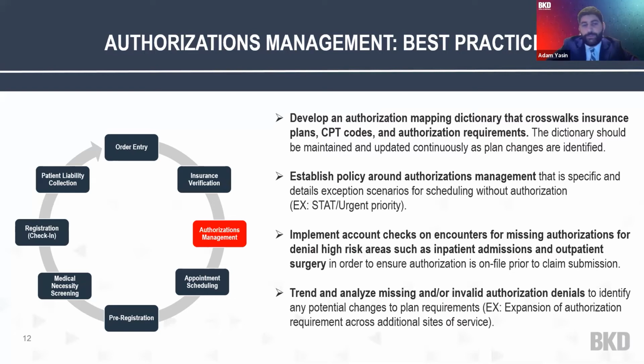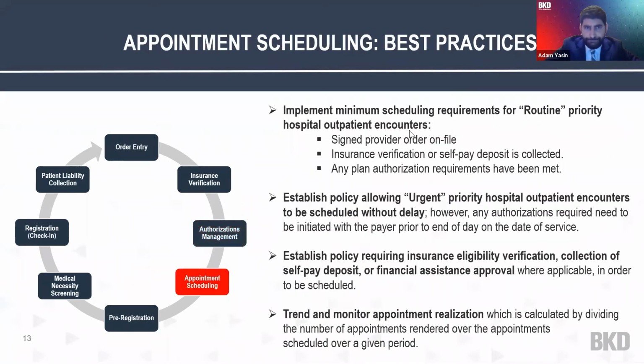And then the final item really piggybacks there. Trending and analyzing your missing and/or invalid authorization denials will really inform all of this process. So whether it's the policy that you draft, the mapping dictionary that you construct, the account checks that you leverage, this is really informed by the data. So we want to make sure that, as an example, if a payer plan expands authorization requirements across sites of service, which we see them doing today, that we're agile enough to incorporate that in our process and respond accordingly. So on to appointment scheduling, our next item in pre-arrival.